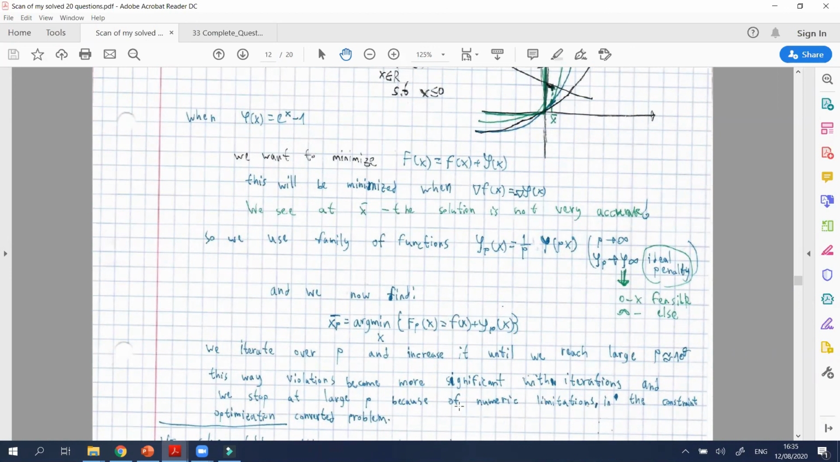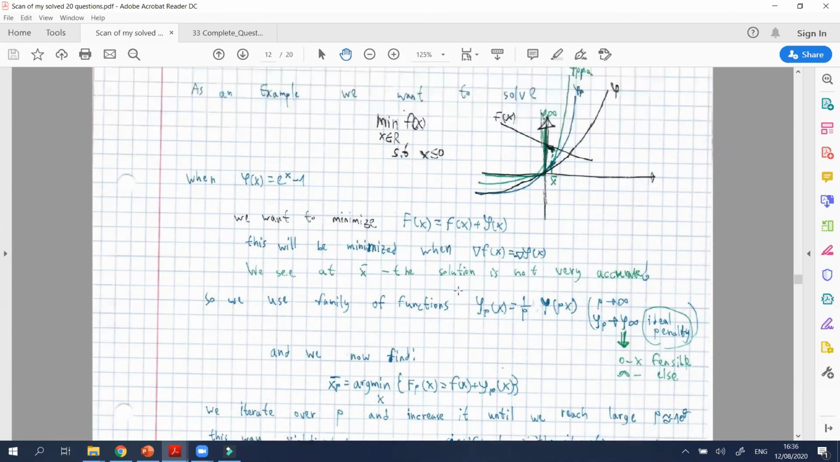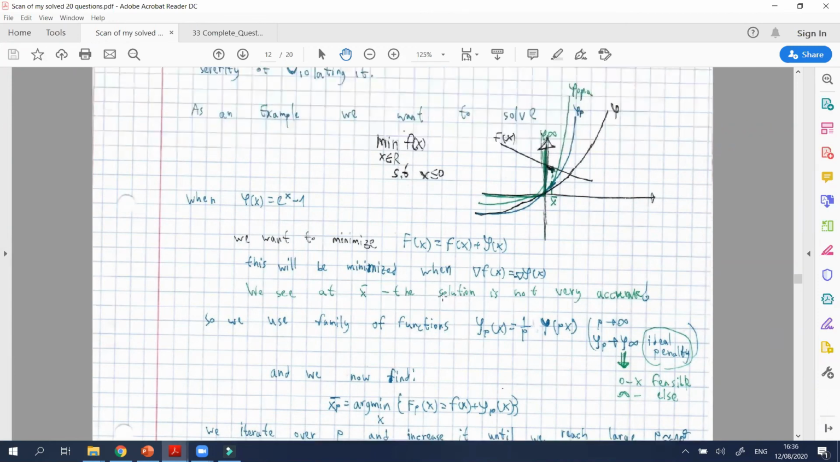We stop at a large p because of numerical limitations. Our computers are finite, and everything we can handle as human beings is finite, and we have numerical limitations. This is why we stop at some point, and hopefully we find the solution before we stop. In constrained optimization, just to sum this up, we stop at large p's because of numerical limitations. And this converted problem is in fact a good way to solve this using the p parameter.